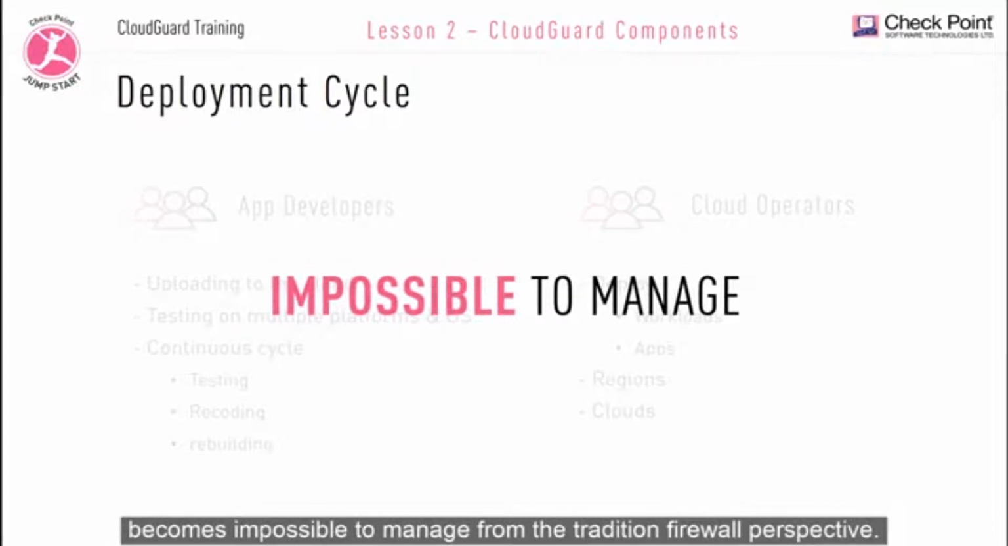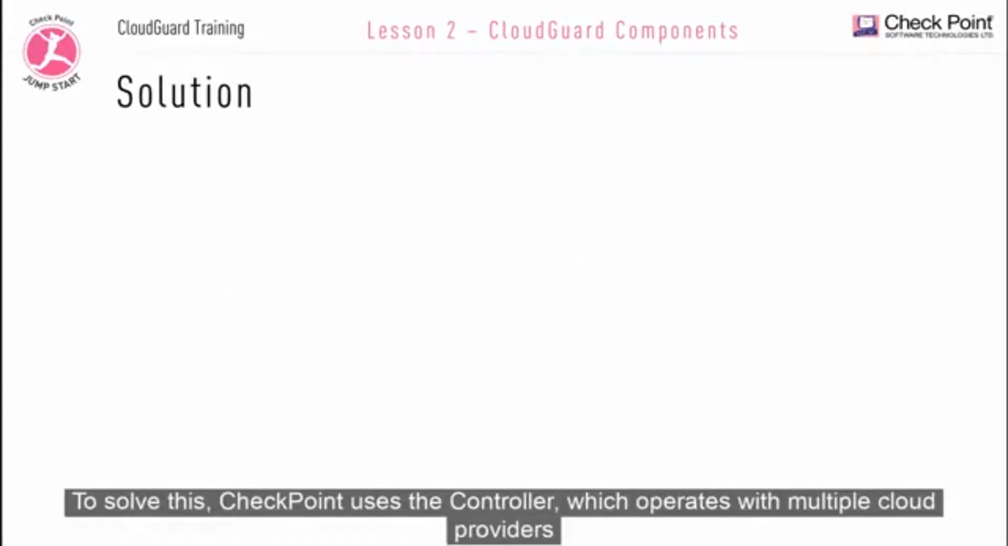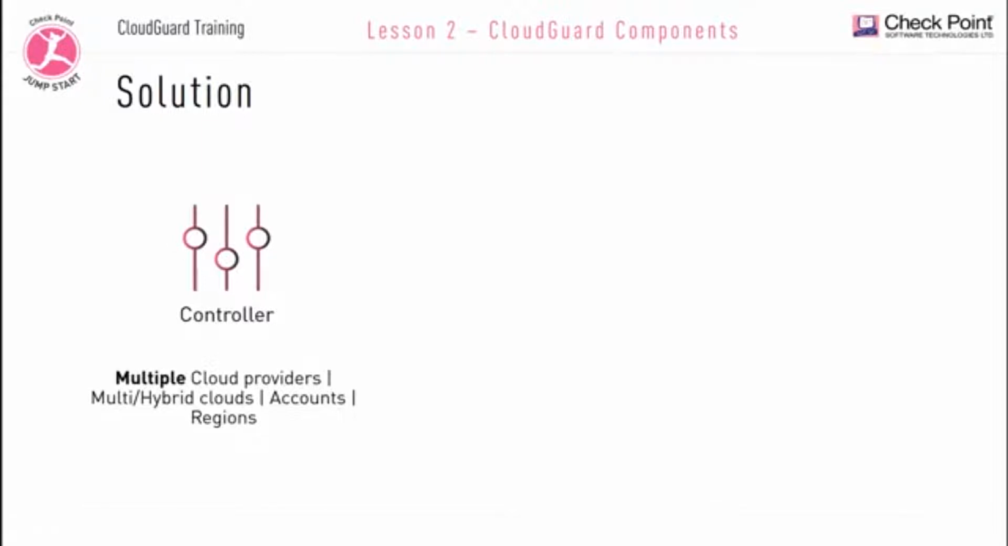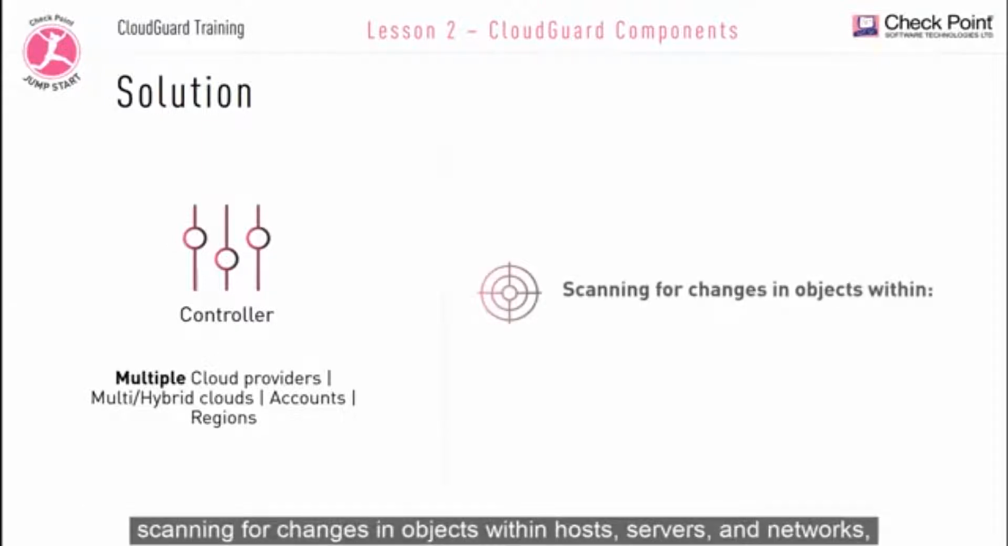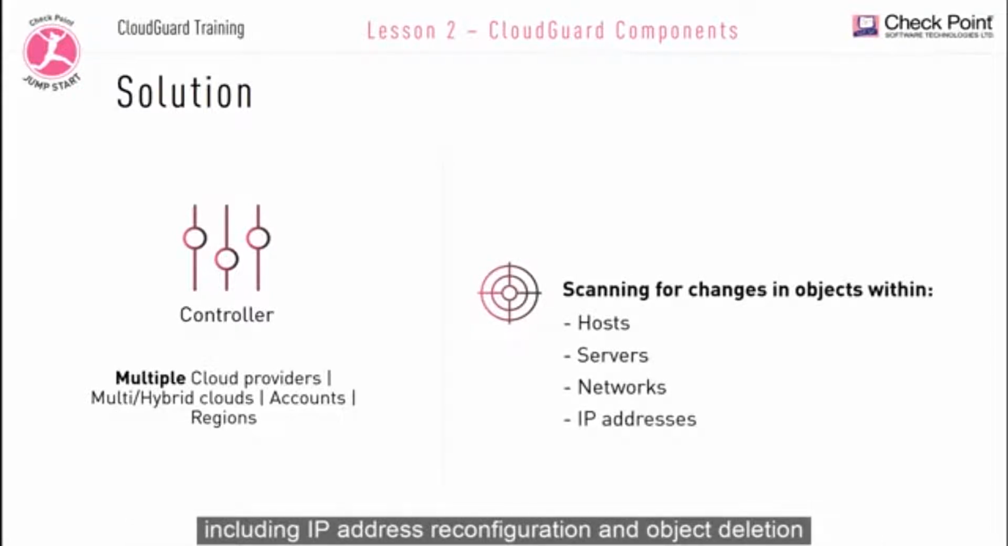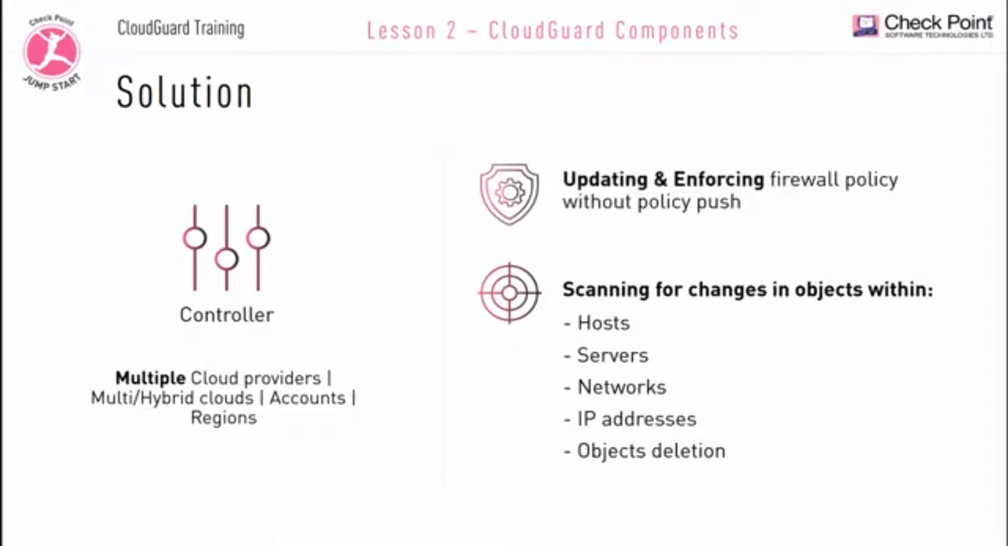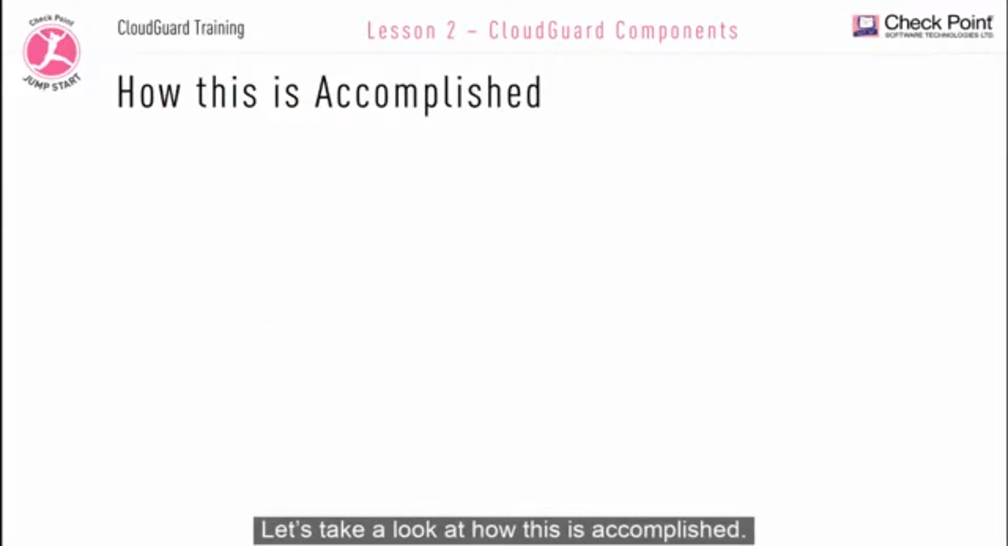traditional firewall perspective. To solve this, Check Point uses the controller, which operates with multiple cloud providers and in multiple or hybrid clouds, in multiple accounts, and in multiple regions, scanning for changes in objects within hosts, servers, or networks, including IP address reconfigurations and object deletions, and then updating and enforcing the firewall policy accordingly without a single policy push. Let's take a look at how this is accomplished.